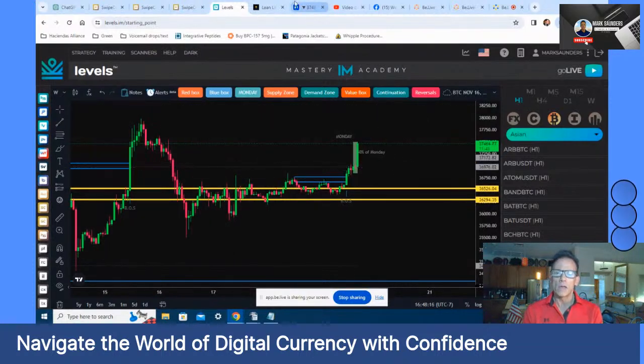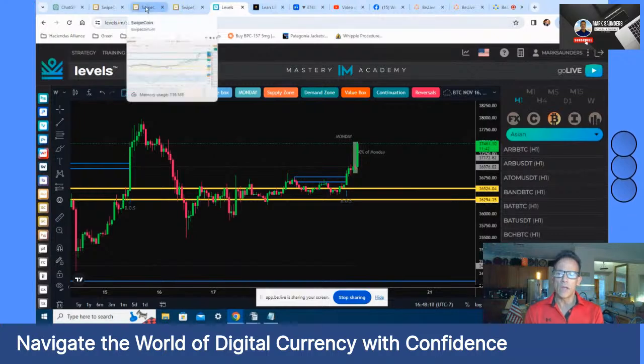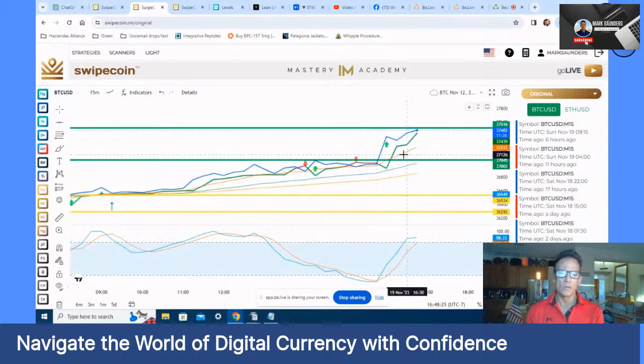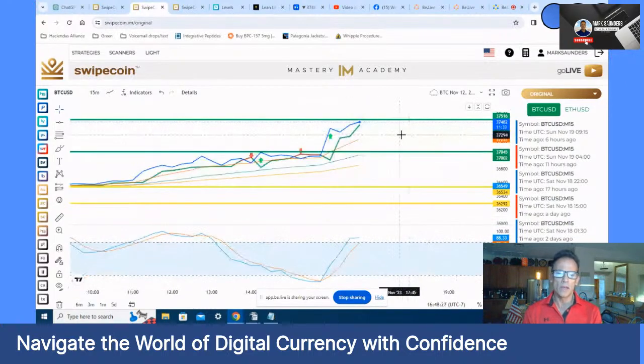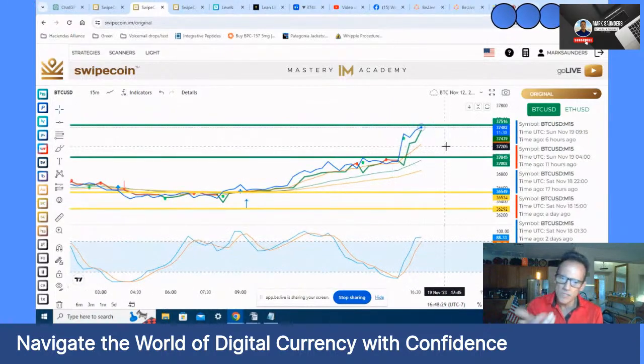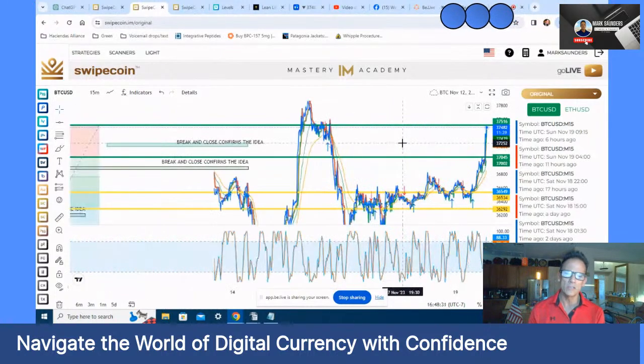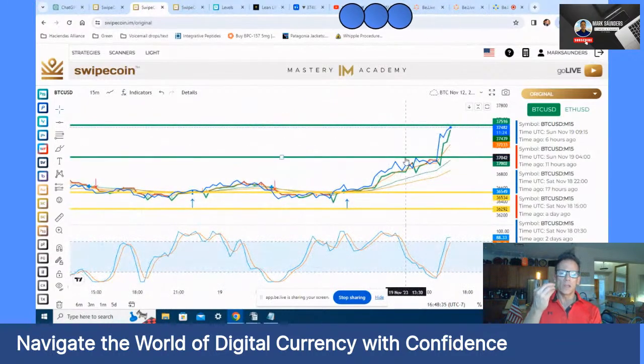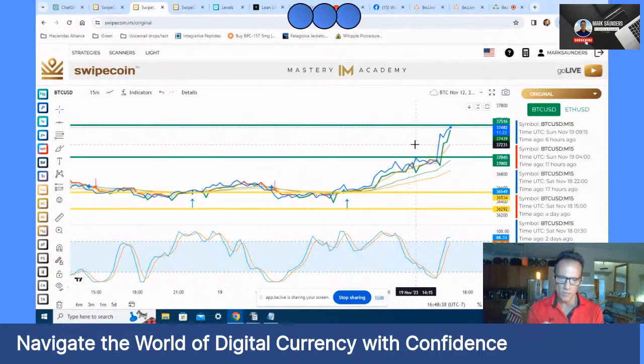I did get in right around here for a scalp, but I'm feeling like right now we're at a point of resistance. We just don't know. The thing is, I don't care which way the market goes personally. I just want to ride along the way, right?